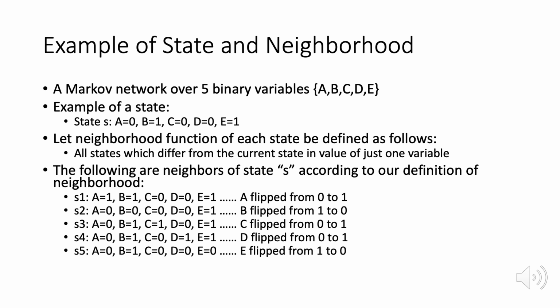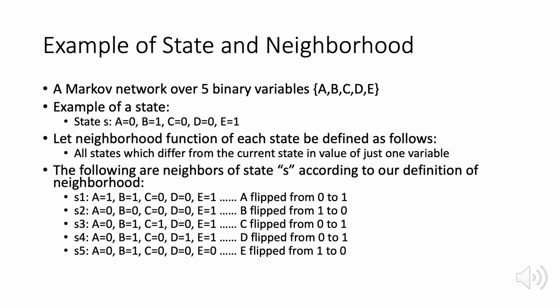An example state is given on the slide and is denoted by S. In this state, A takes the value 0, B takes the value 1, C takes the value 0, D is 0, and E is 1. Let us define the neighborhood function as follows, and it's the same thing that I talked about in the previous slide. The neighbors of a state S are all states which differ from S in value assignment to just one variable. So we just take one variable and flip it, and those are going to be our neighbors.